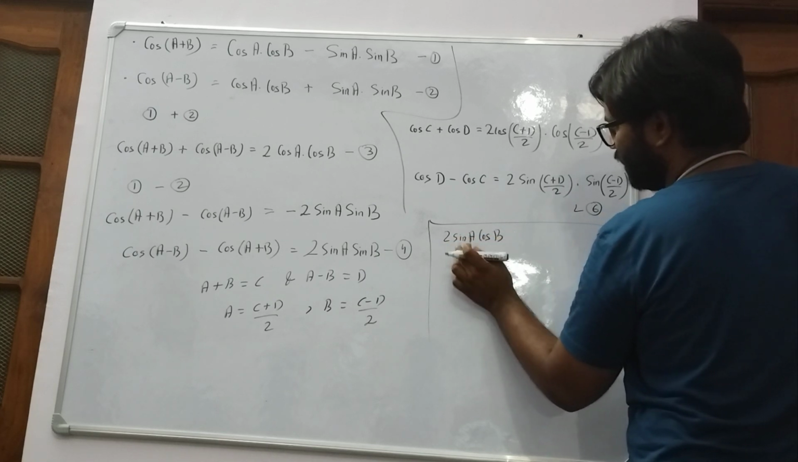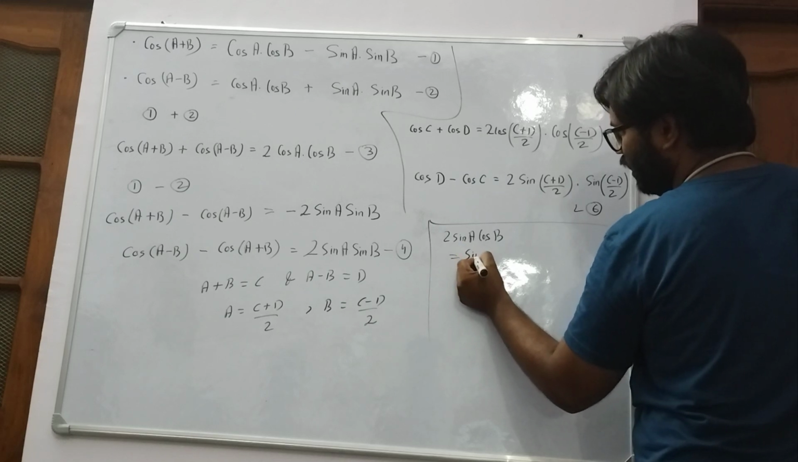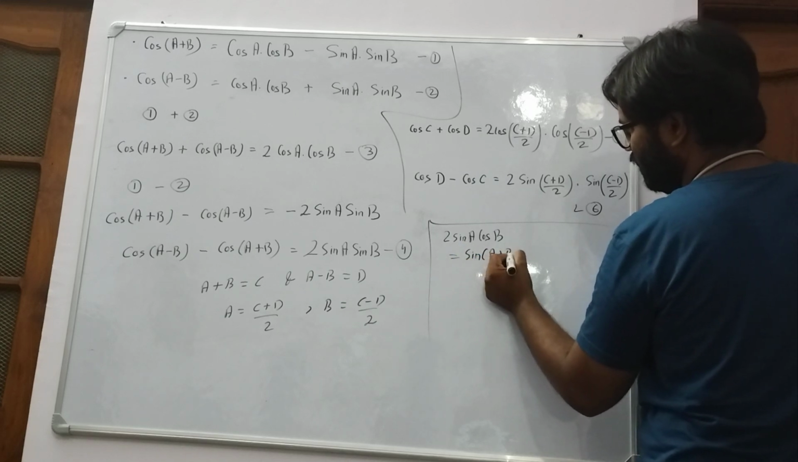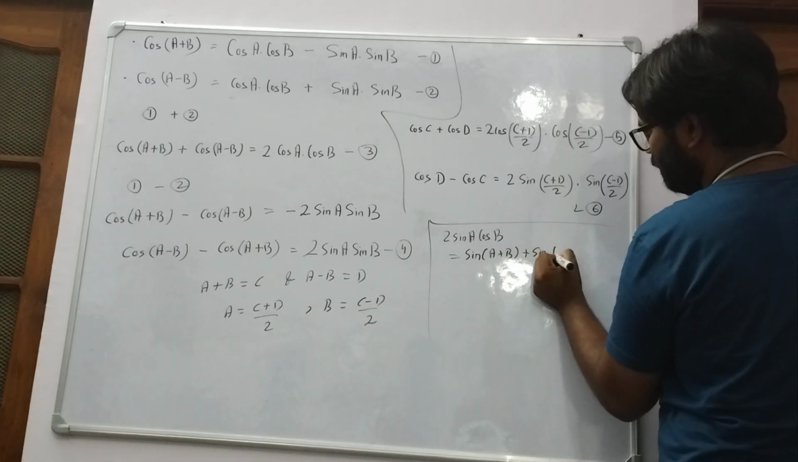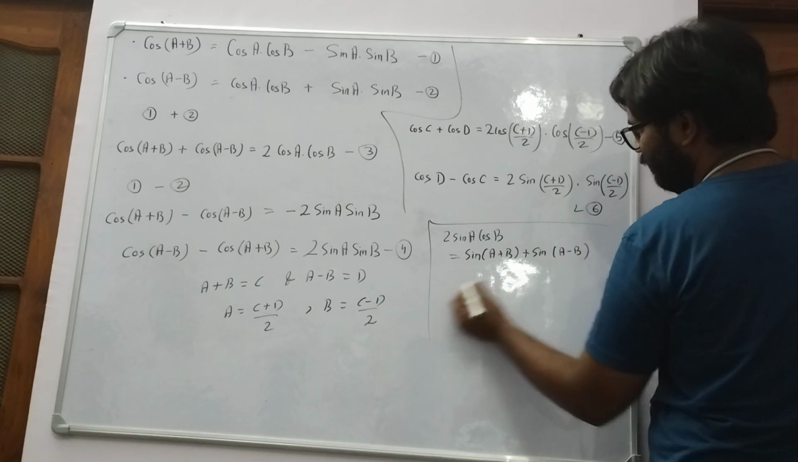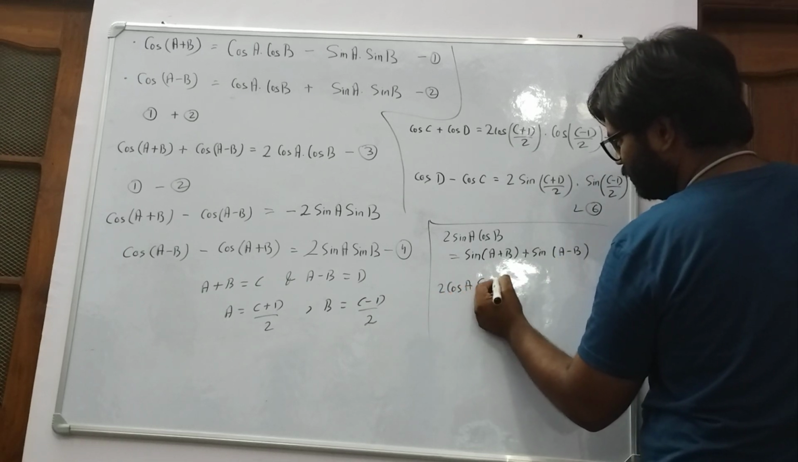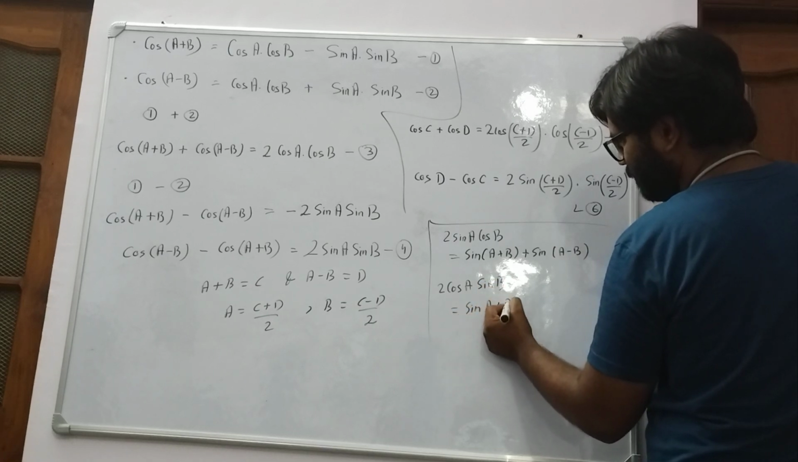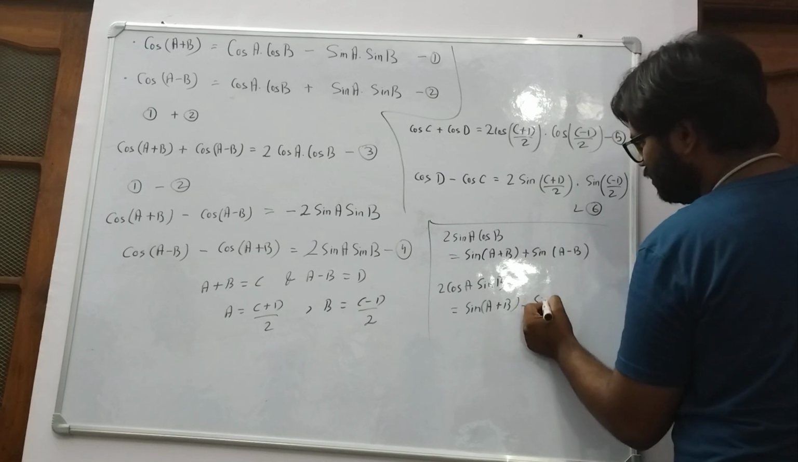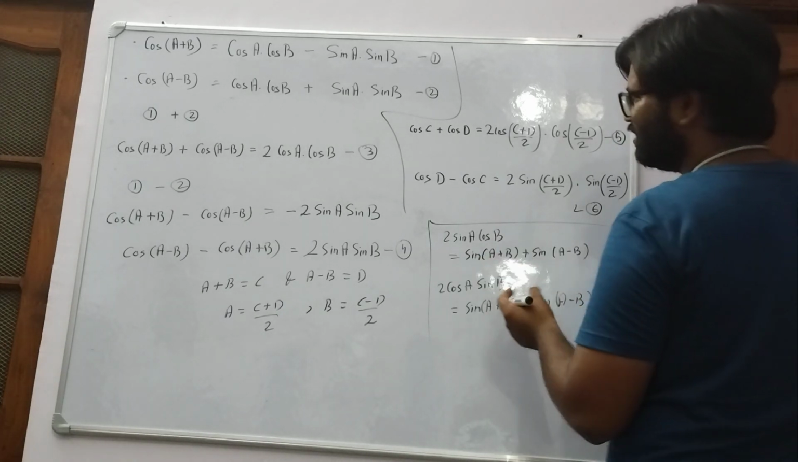So sin a cos b: sin was first, cos was second. Whenever this arises, we will simply write sin of (a plus b) plus sin of (a minus b). And when it is 2 cos a sin b, cos is first, sin is second. So what we will get is sin of (a plus b) minus sin of (a minus b). Okay, so this is a kind of trick.